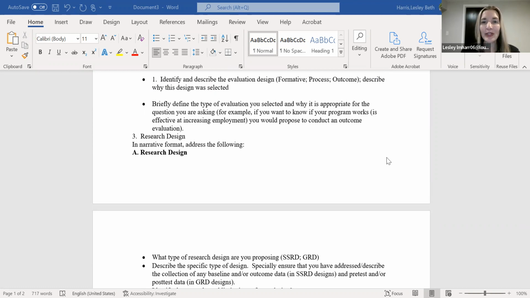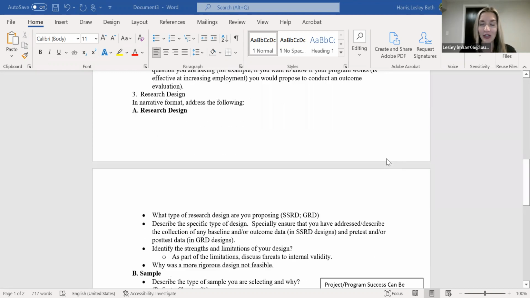Secondly, you are going to define the type of evaluation and why it is appropriate for the question you are asking. Okay, so again, we just sort of answered that. If you want to see any sort of outcome level change in terms of increasing or decreasing certain concepts or variables or experiences or rates, you're going to want to choose that outcome evaluation design. So there you go, gave you the rationale.